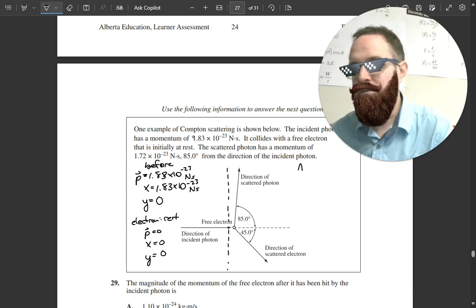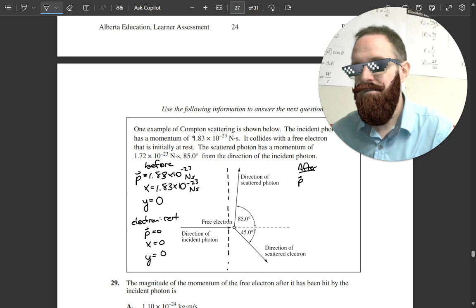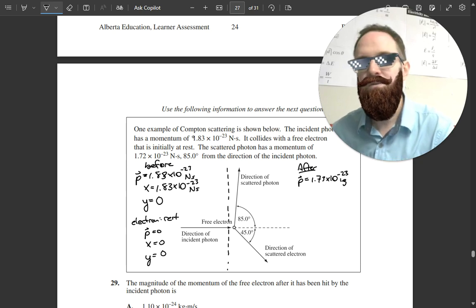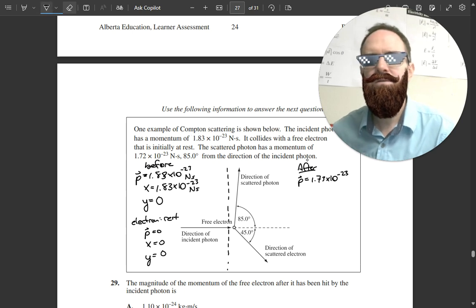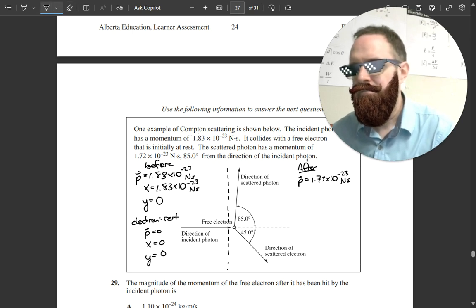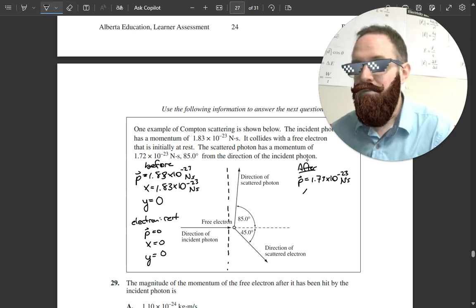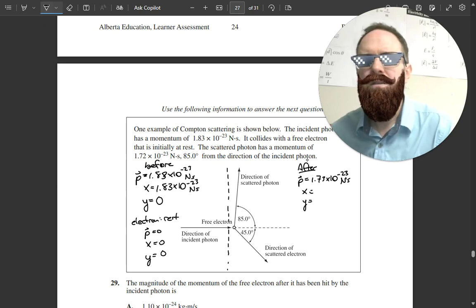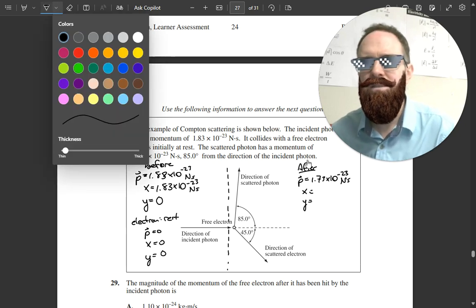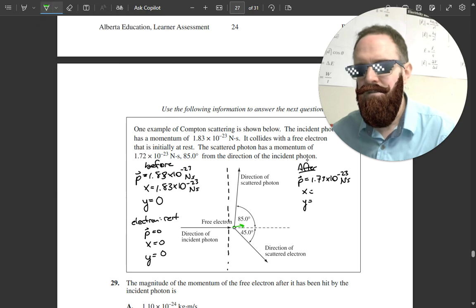So afterwards, I have this momentum here, 1.73 times 10 to the negative 23 again. Oh, they're using Newton seconds here, sorry, so we can use those same similar units. And then we can break this up into its x and y components. So we're talking about the photon, the one that gets scattered upwards here.